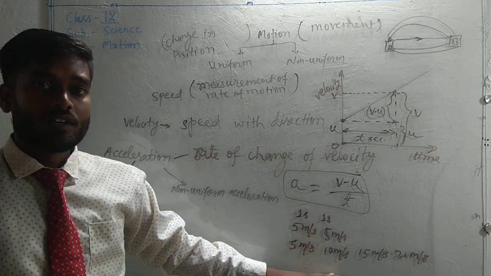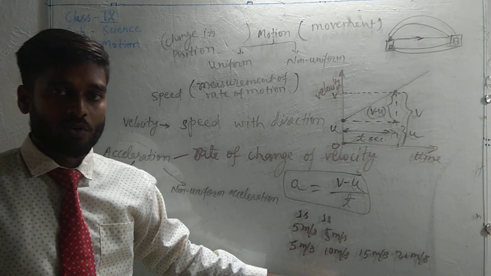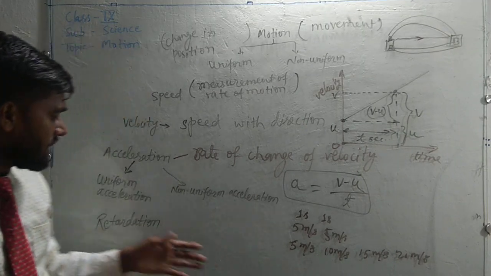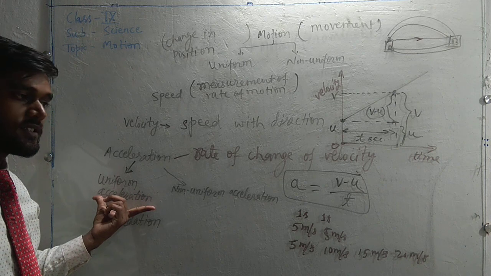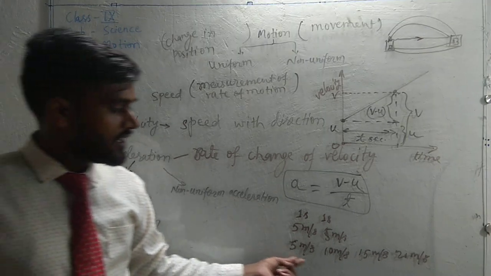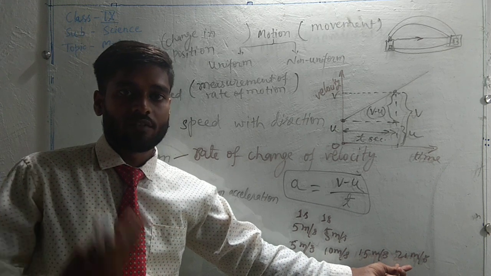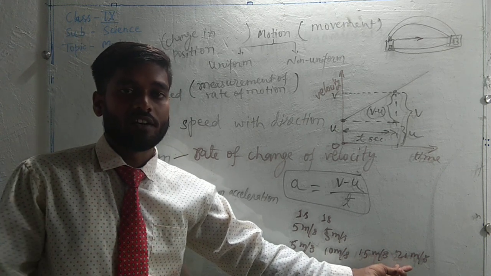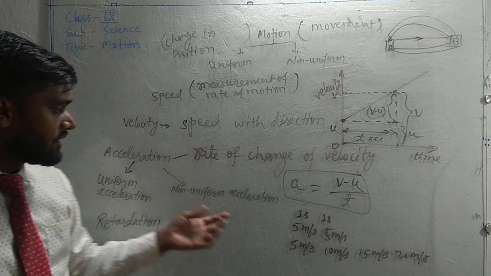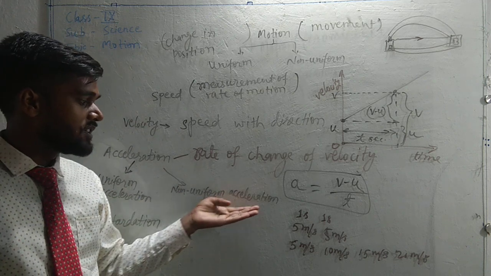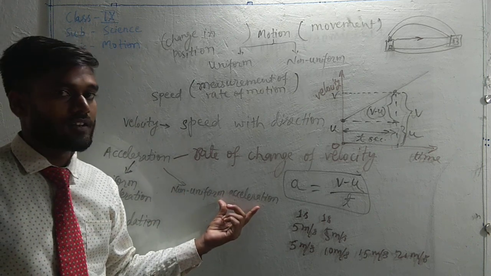Such kind of acceleration produced in an object is called uniform acceleration. And if this change in velocity is not the same in every equal interval of time, then the acceleration produced is called non-uniform acceleration.